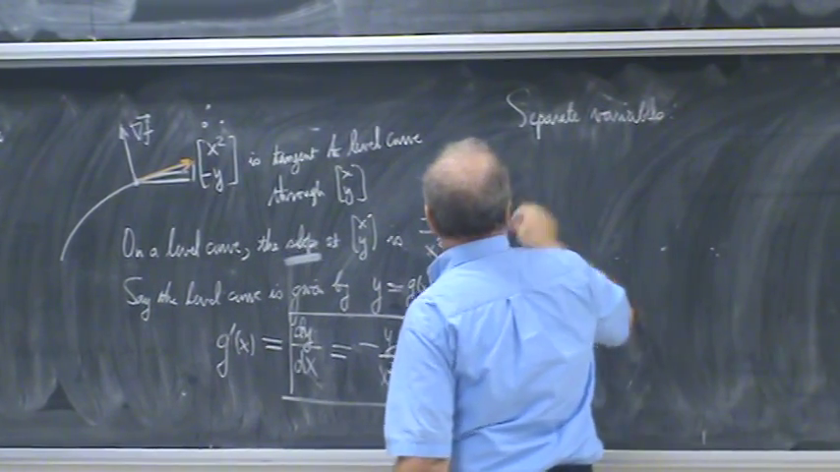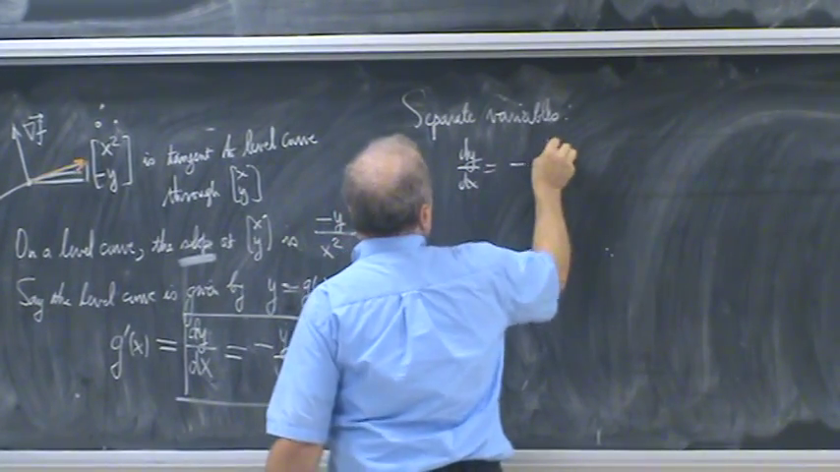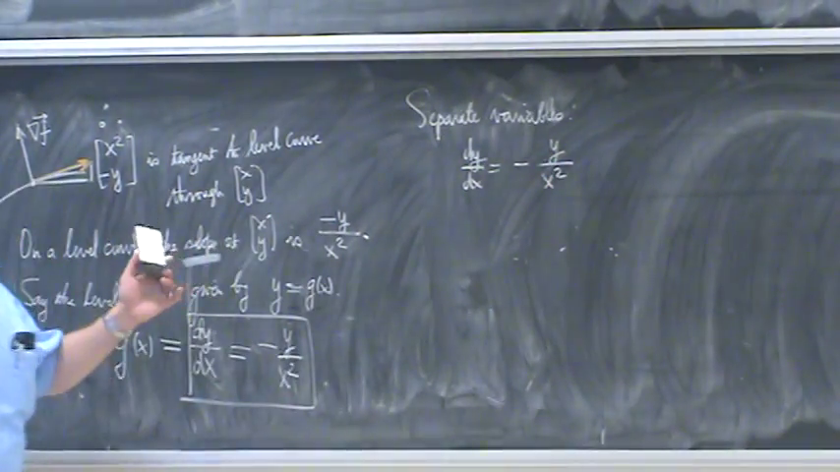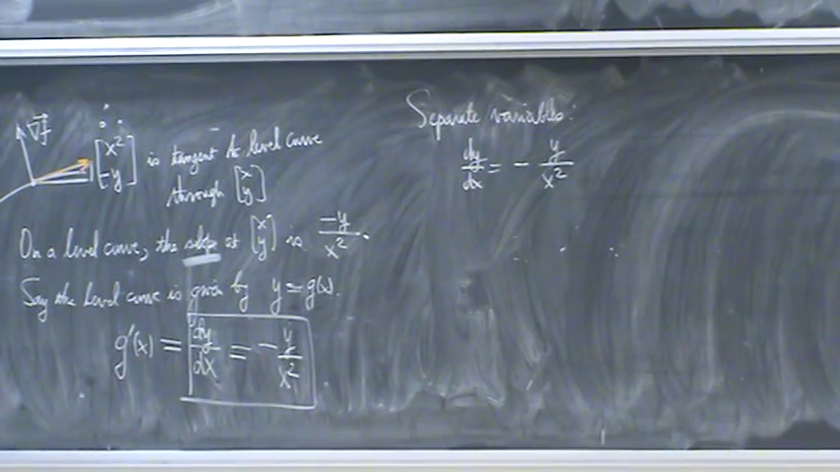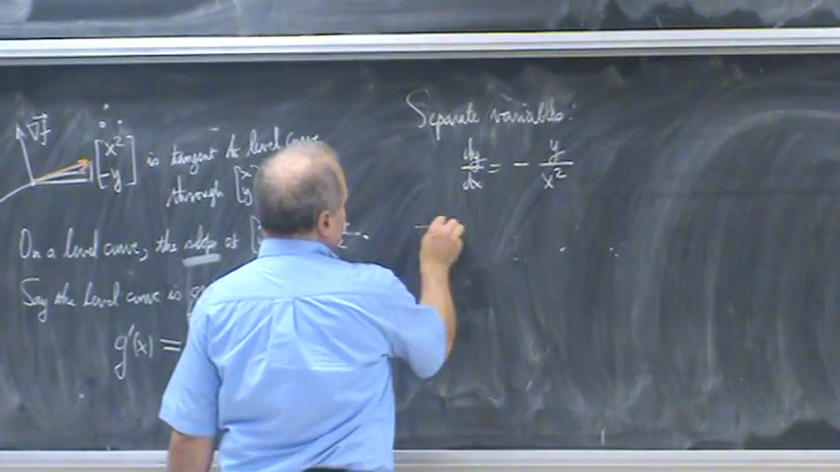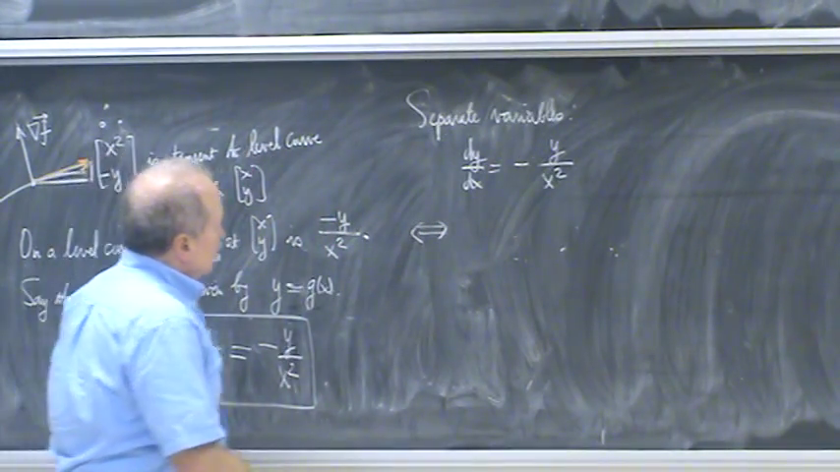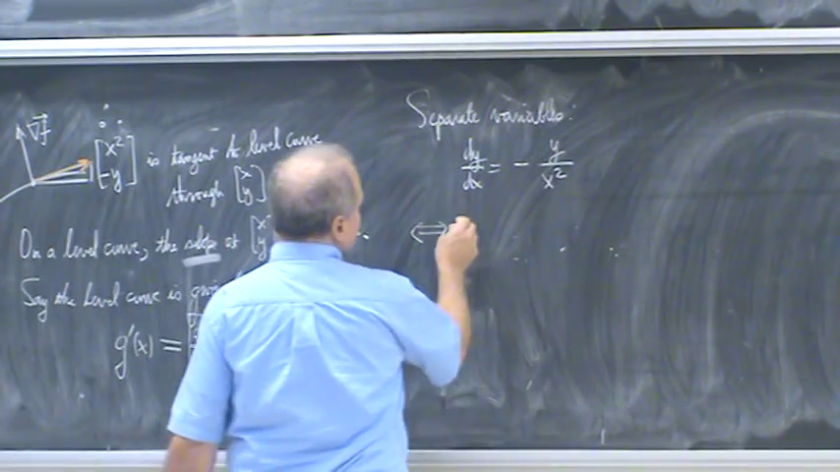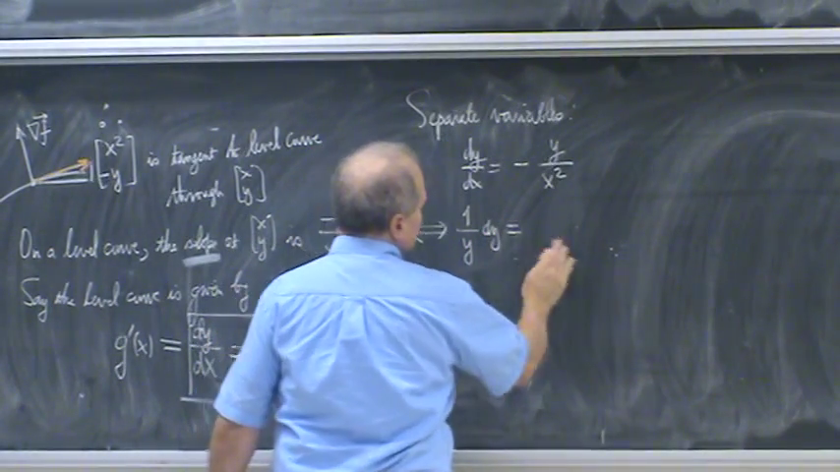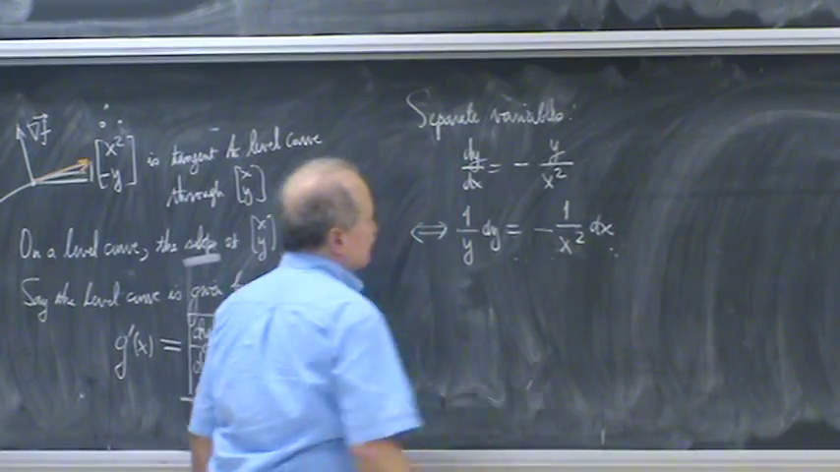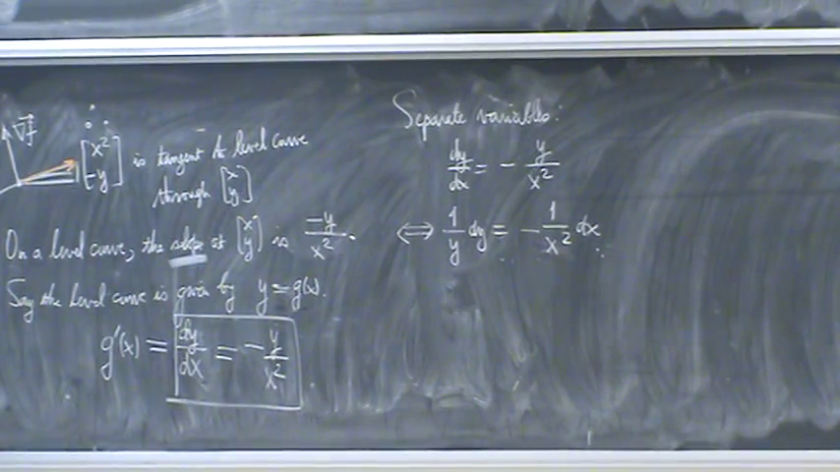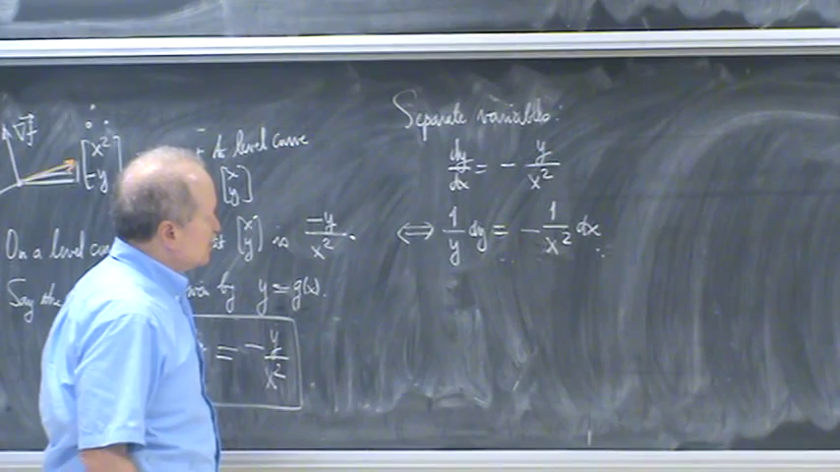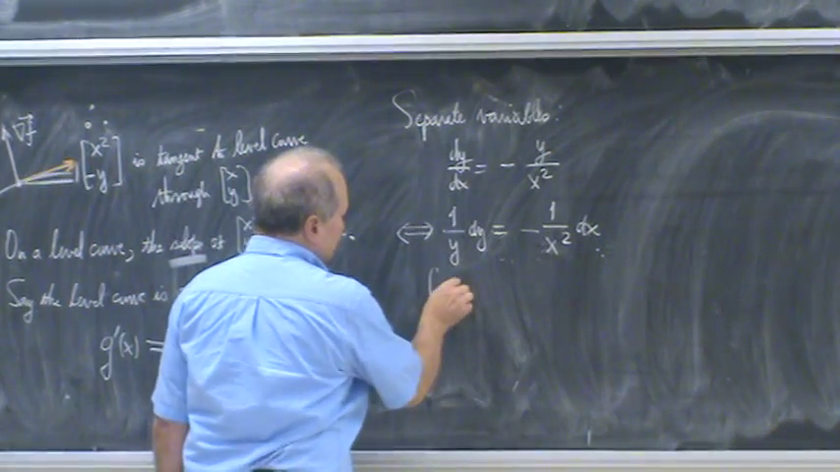It's not right. So if you have dy dx is negative y over x squared, you want to put the y's together with the dy and the x's together with the dx. That's called separating variables. And what would I get? I want to think about something that I'm going to put an integral sign by. 1 over y dy equals minus 1 over x squared dx. And if some of you were trained to be more pedantic and really want to know what's going on here in a more careful way, I'm happy to show you that in office hours. So now I'm going to integrate both sides.